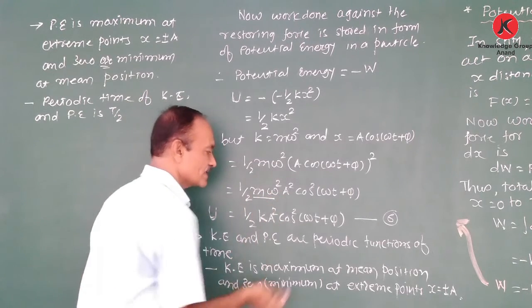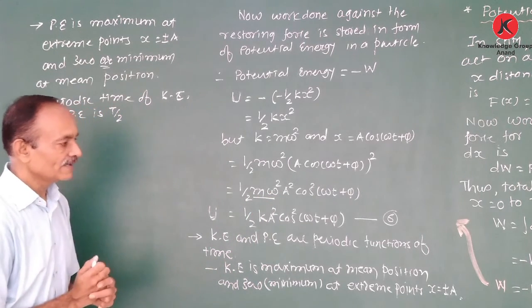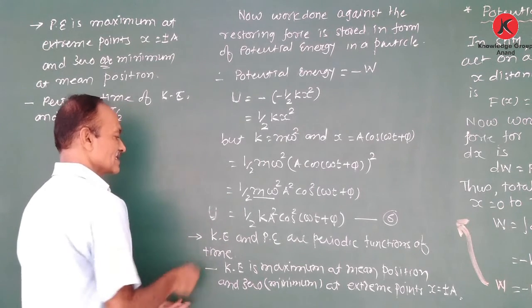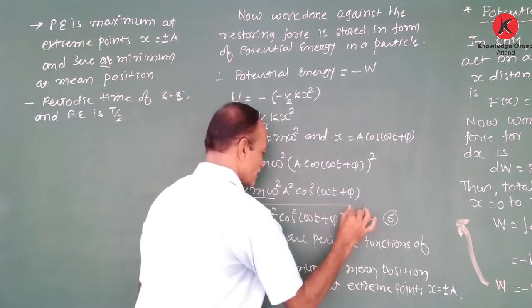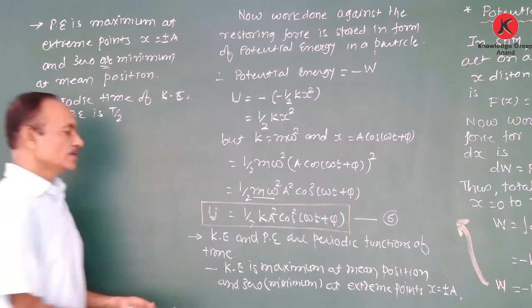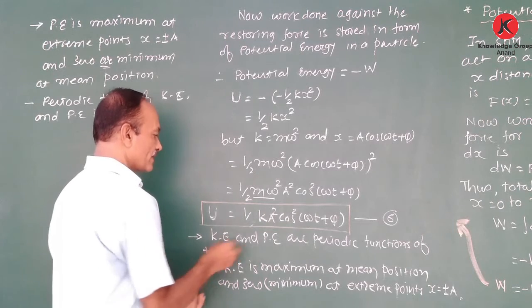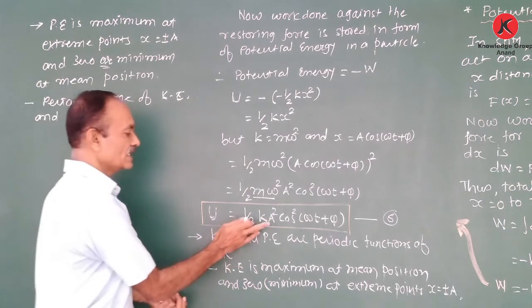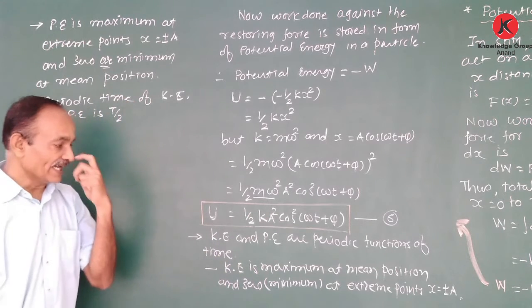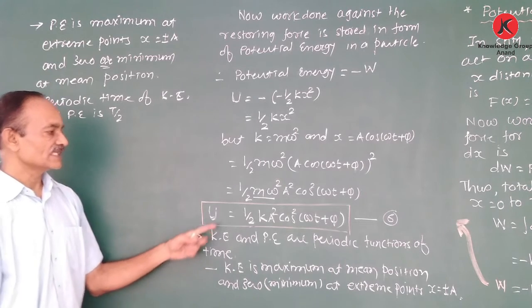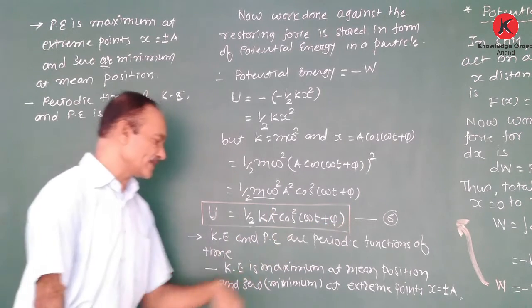Now again we substitute m omega square is equal to k, because next we are directly using the equation of kinetic energy in this form to obtain the total energy. Therefore, U is equal to half k a square cos square omega t plus phi. Kinetic energy and potential energy are periodic functions of time. So they continuously change with time t.